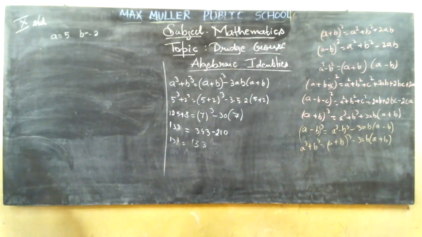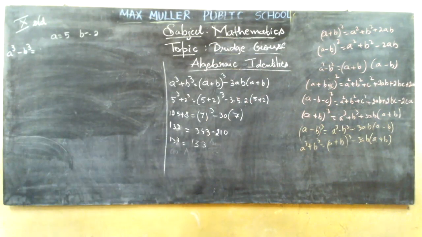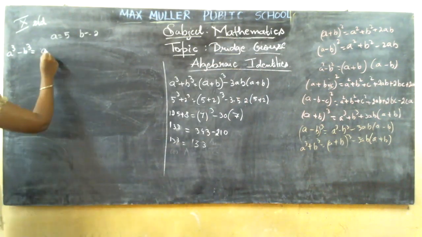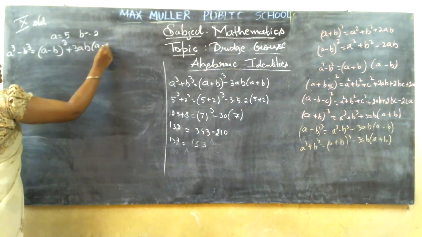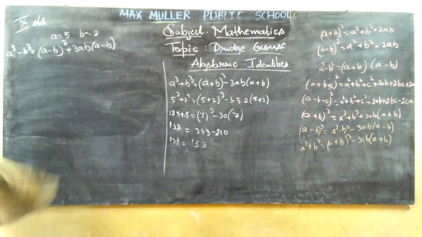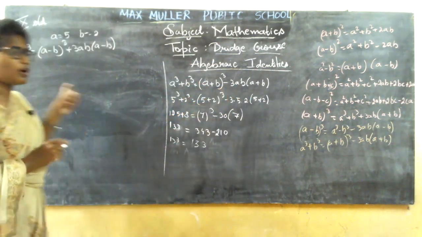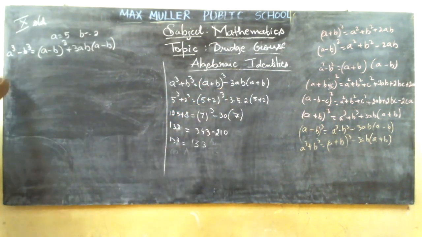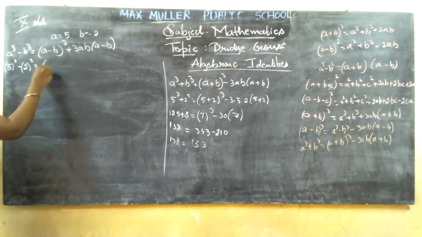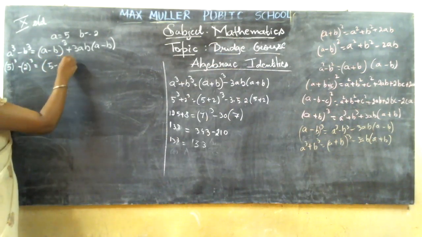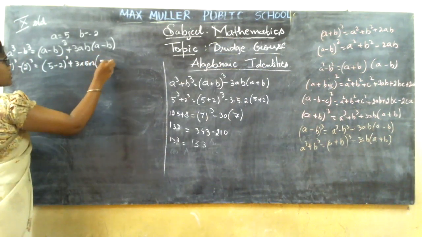You have the next formula, that is a cube minus b cube, which is equal to, what is the formula of a cube minus b cube? As I have already told you, a minus b the whole cube plus 3ab into a minus b. Correct. So here when you had plus for a cube plus b cube, you would have taken minus 3ab. Here you are going to take plus 3ab. Now it is 5 cube minus 2 cube is equal to 5 minus 2 the whole cube plus 3 into 5 into 2 into 5 minus 2.